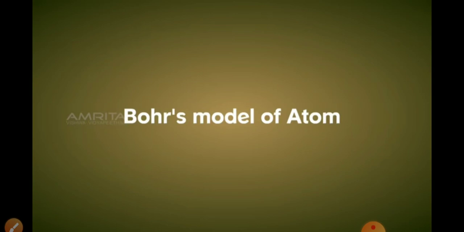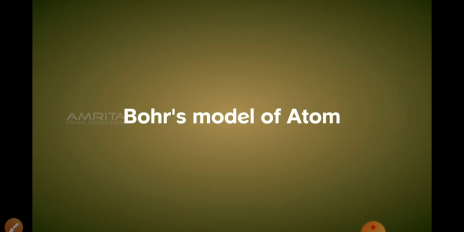When an electron jumps from an inner orbit to an outer orbit, it absorbs energy equal to the difference of its energy levels. And when it jumps from an outer orbit to an inner orbit, it emits energy equal to the difference of its energy levels. So what was actually Bohr's atomic model?